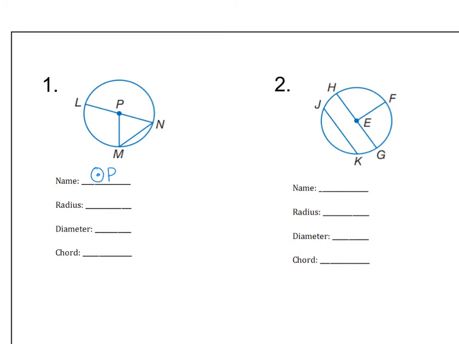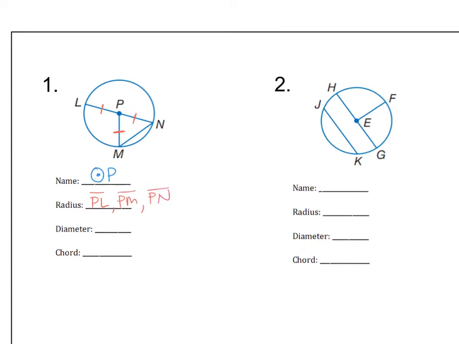Next, let's talk about what's a radius on this circle. Well, there's three of them that I see, so you can choose any of them. You could choose LP, PN, or PM. Those three all work. So you can call it LP or PL. So one radius I see is segment PL. One is segment PM, and one is segment PN.